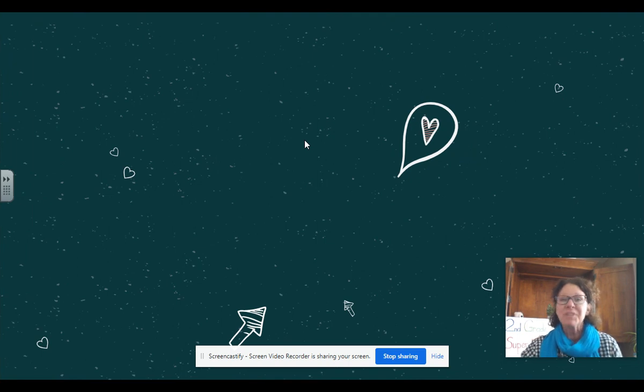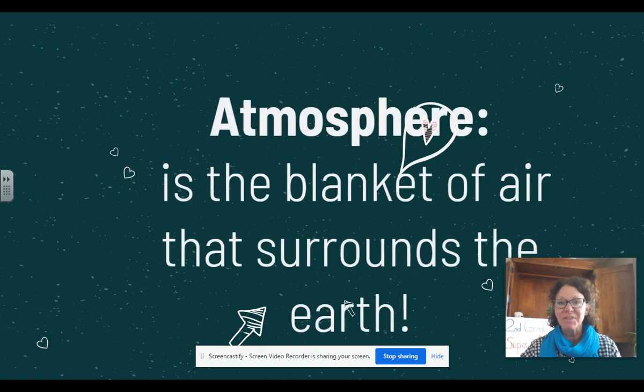First of all, atmosphere is the blanket of air that surrounds the earth. So if you picture a little globe sitting here and a little blanket wrapped around it, that's atmosphere. And it's only right above the earth, and that's where all the wind and the weather takes place. Atmosphere, the blanket of air that surrounds the earth.